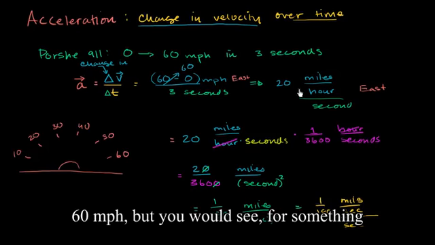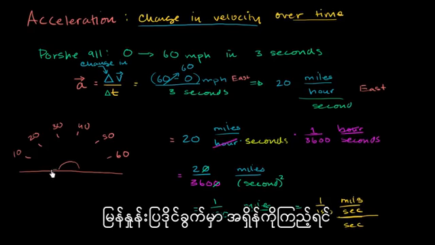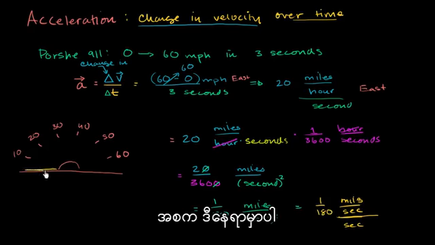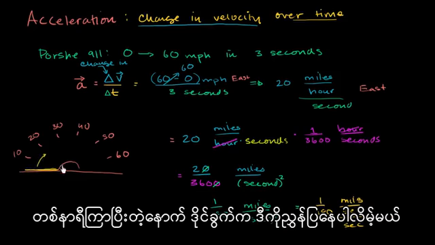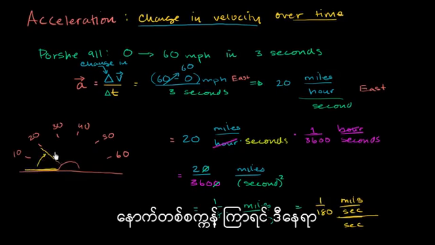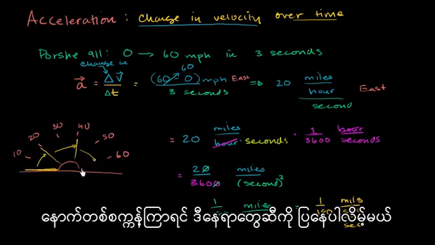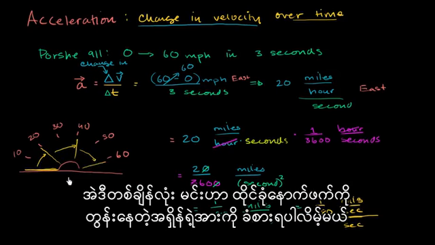But what you would see for something accelerating this fast is right when you're starting, the speedometer would be right there. And that every second, it would be 20 miles per hour faster. So after a second, the speedometer would have moved this far. After another second, the speedometer would have moved this far. And then after another second, the speedometer would have moved that far. And the entire time, you would have kind of been pasted to the back of your seat.